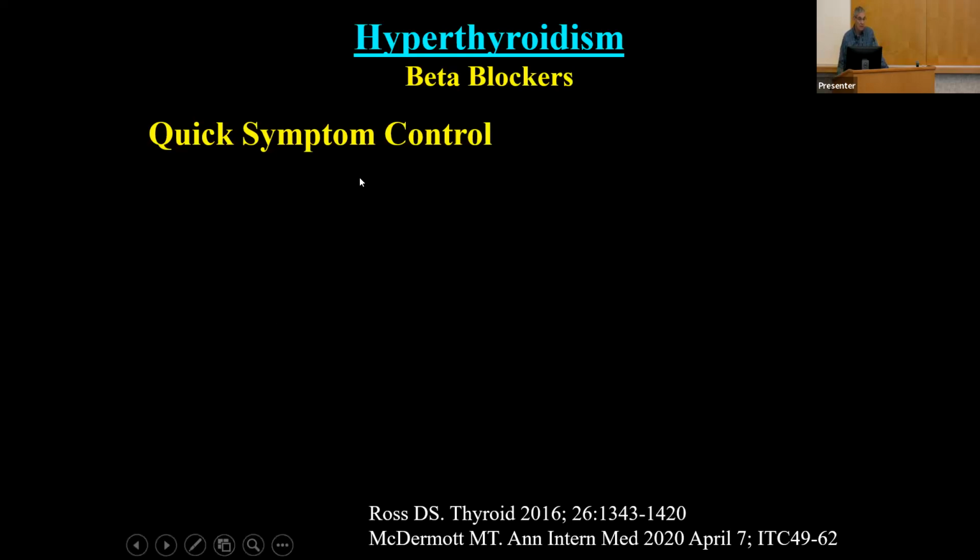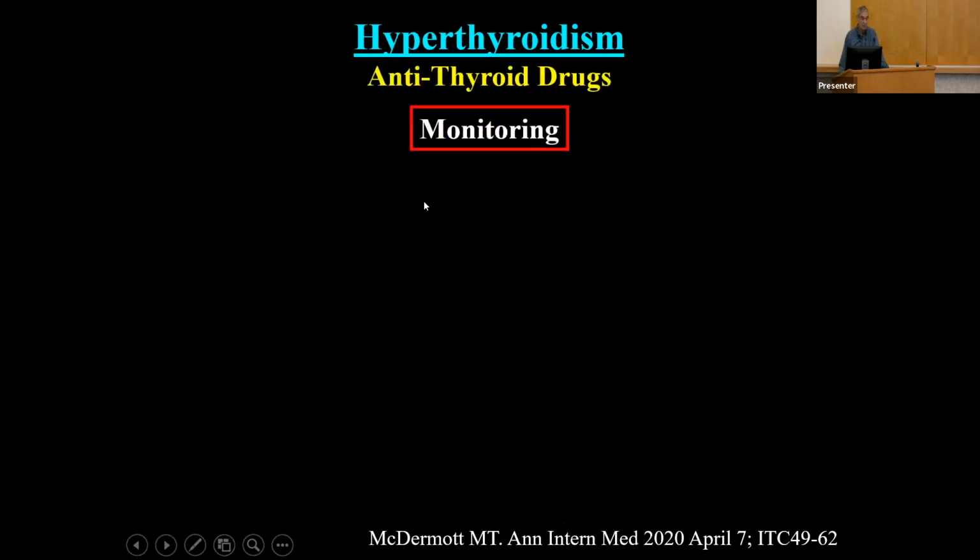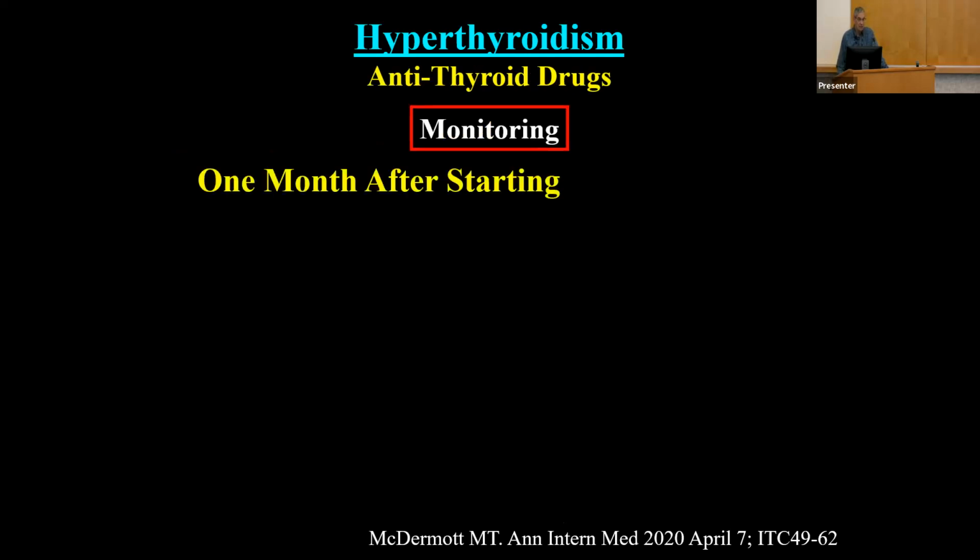We usually use a once-a-day beta blocker, metoprolol or atenolol. Once the thyroid function tests are normal, the beta blocker doesn't really have any function, so stop them at that point. So how do you monitor a patient that you've started on antithyroid drugs?